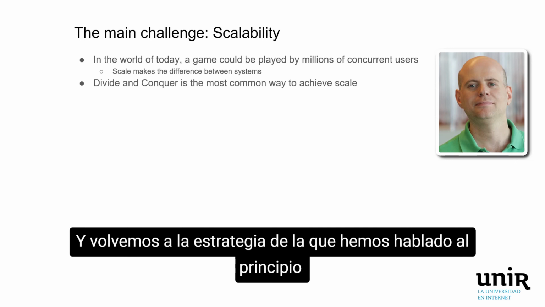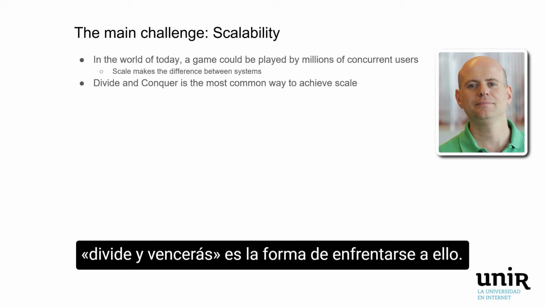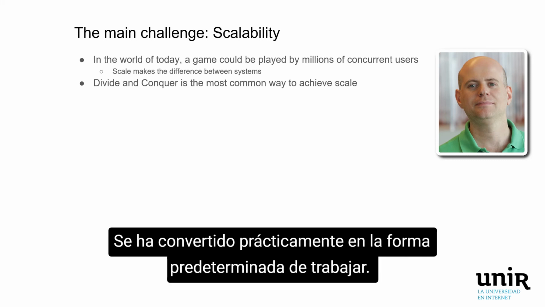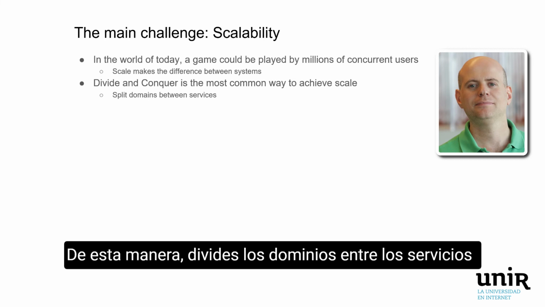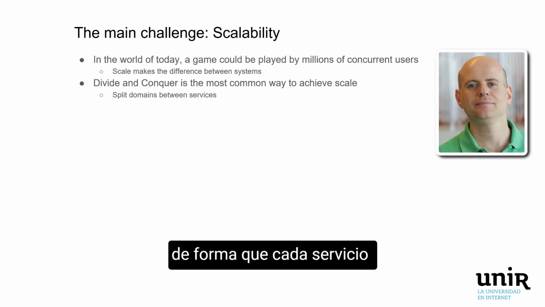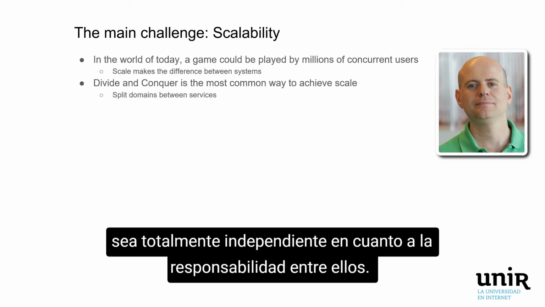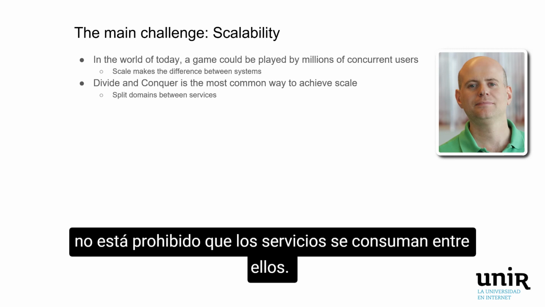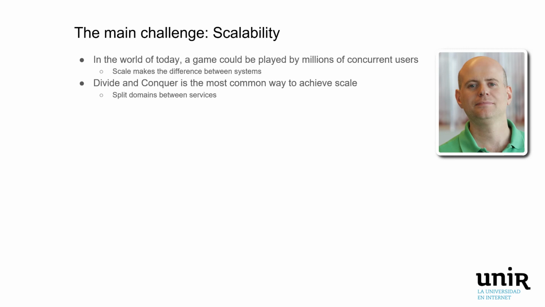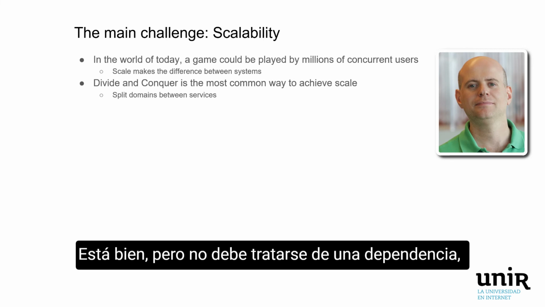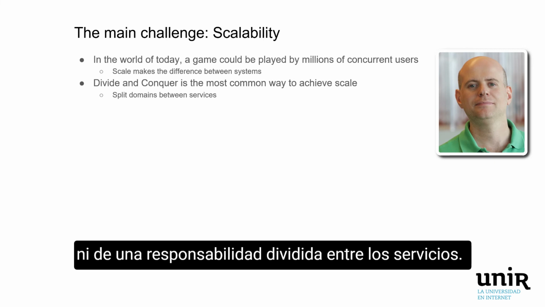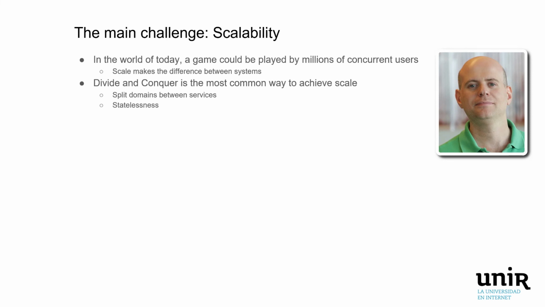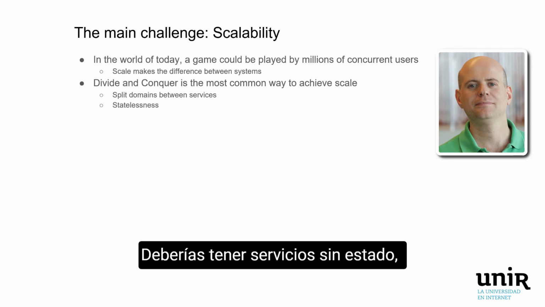And again, we go back to the strategy that we have talked about in the beginning. Divide and conquer is the way to go. It has become pretty much the default way of working. So you split domains between services, so every single service is fully independent in terms of responsibility from each other. Again, they can talk. It's not forbidden for services to consume each other. That's okay, but it needs to not be a dependency, and there needs to not be a responsibility that is split between services. You want to have stateless services.